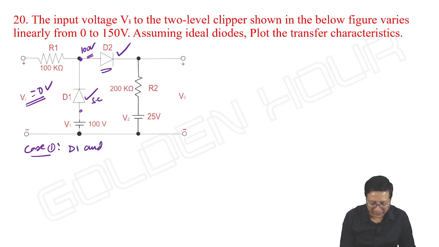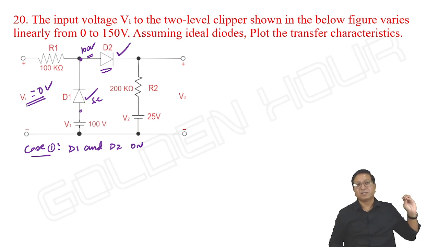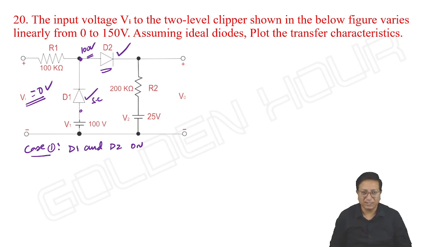Both D1 and D2 on. What is possible? That's it. When input is at its minimum value, what is possible? What happens to the diodes? It looks like both are conducting.